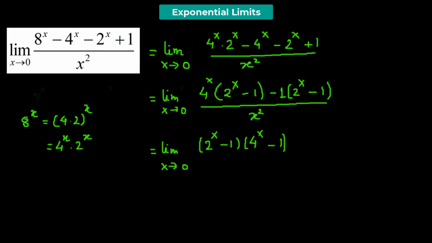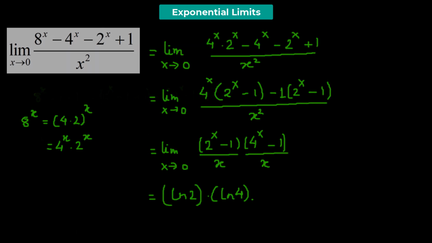Now we have x squared in the denominator, so we have x times x, which is simply x squared. Now applying the limit to each of the functions, so we have natural log of 2 multiplied to the natural log of 4. So this is going to be the limiting value of our function when x approaches 0. Let's move on to the next question.